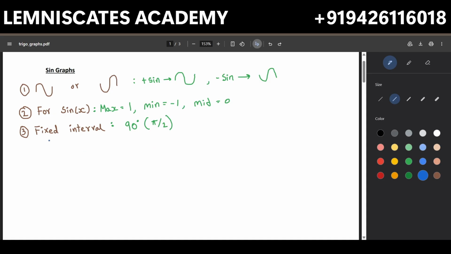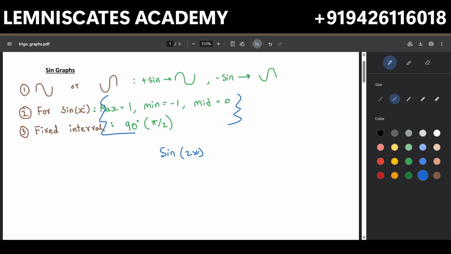Okay. And the fixed interval, as I mentioned: if you go from middle to maximum, then maximum to middle, then middle to minimum, minimum to middle, all these intervals for the sin x graph happen at 90 degrees or pi by 2 radians. If you're having, let's say, not sin x but sin 2x, in that case the fixed interval will change. The data I've written over here is only for the sin x curve.